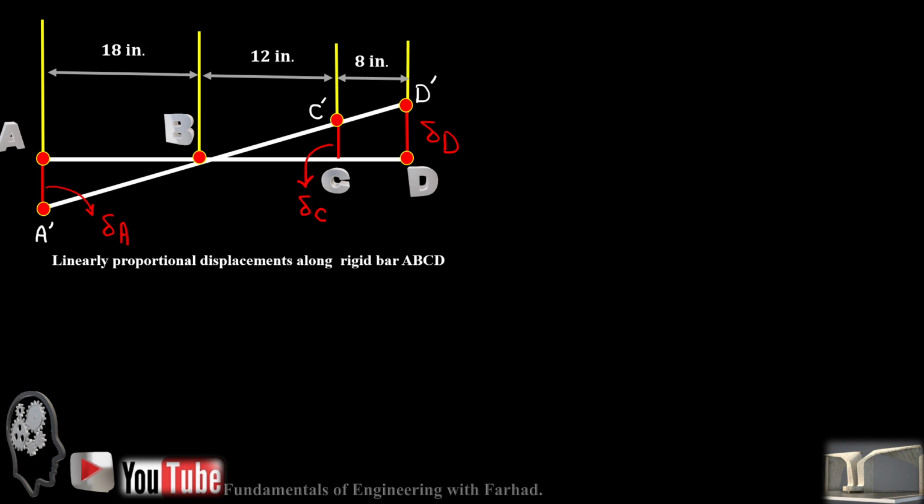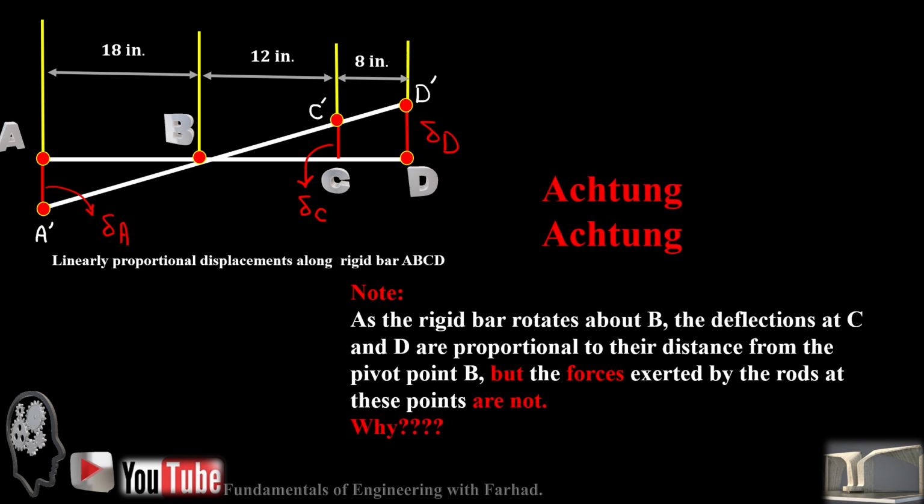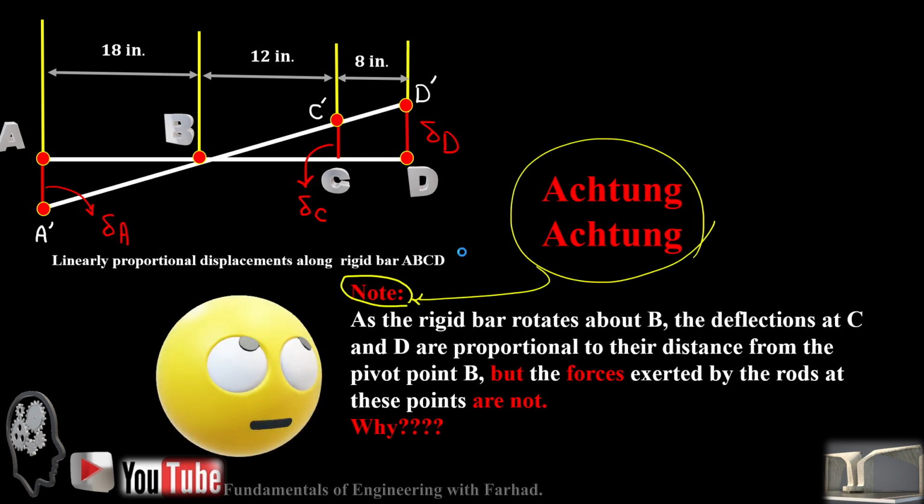An interesting review for this problem is that we know as the rigid bar ABCD rotates about point B, the deflection at C and deflection at D are linearly proportional from the pivot. But the forces are not, and there is a question: why is that? Why are the displacements proportional, but the forces are not?